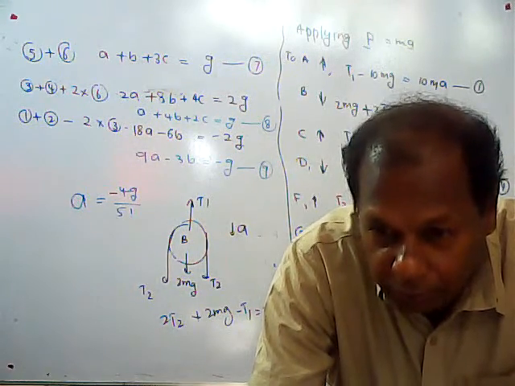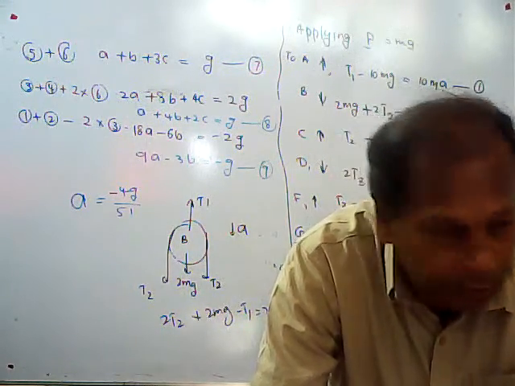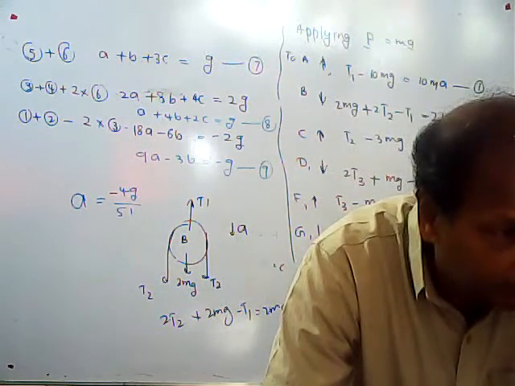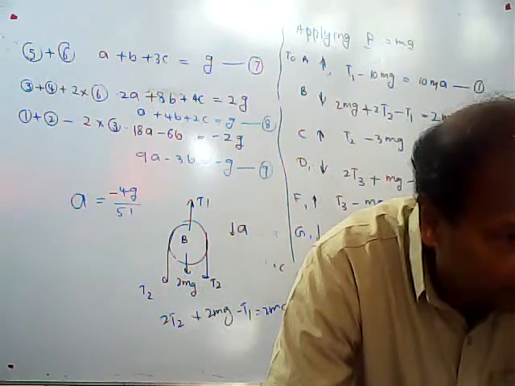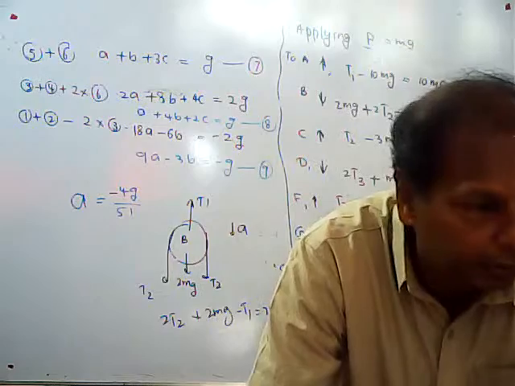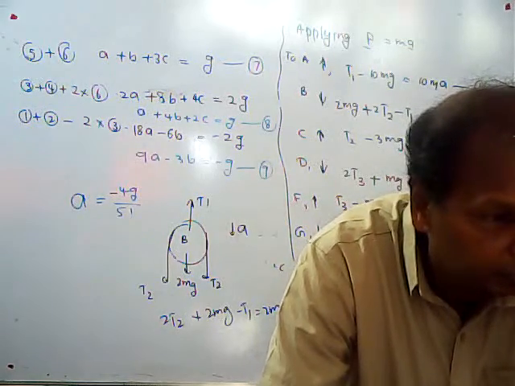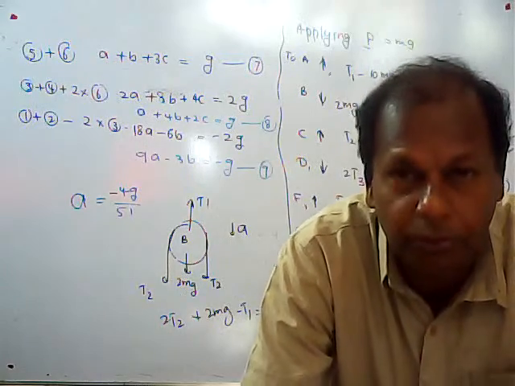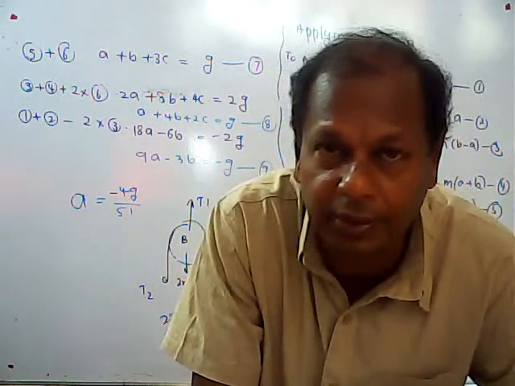For B it is 5g over 51. It has to be 5g over 51. Very good. Okay, so you can solve the three equations and get the answers.